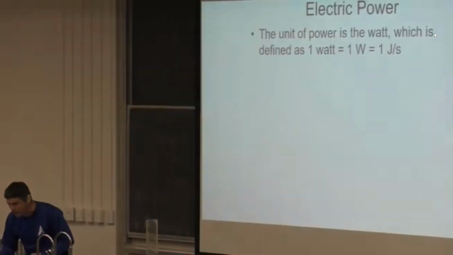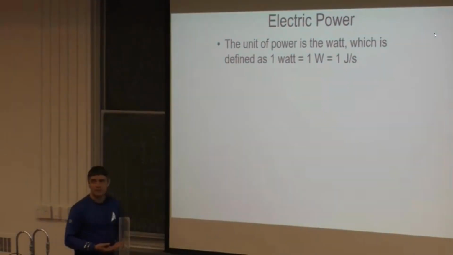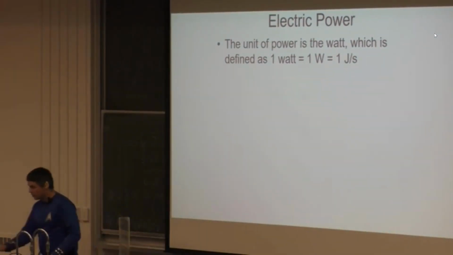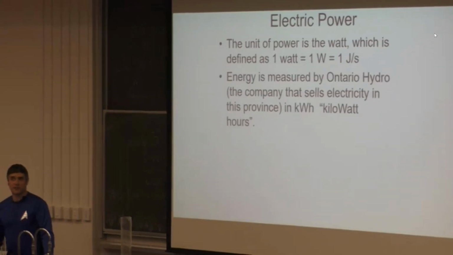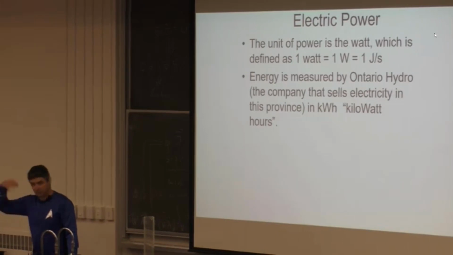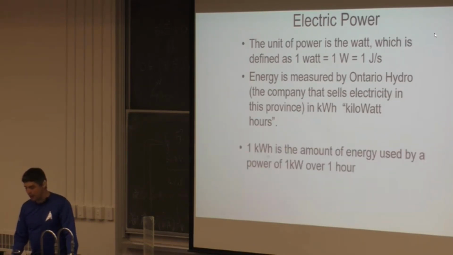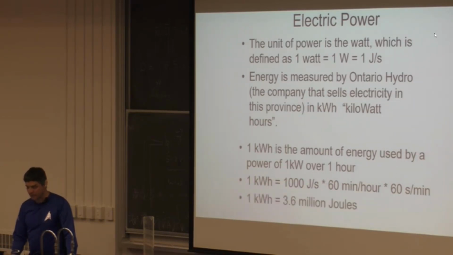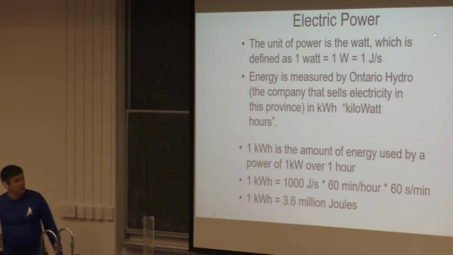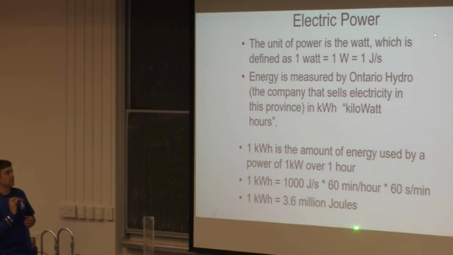Okay, the other thing I wanted to do, since we're on the subject of power, and you hear a lot about watts, is tell you about electric power. Here in this province, the company that sells you electricity is called Ontario Hydro. And they charge you per kilowatt hour, which is a bit strange. A kWh is the amount of energy used by a power of 1 kilowatt times 1 hour. So you do 1,000 joules per second and multiply it by an hour of time, and you end up with 3.6 million joules.